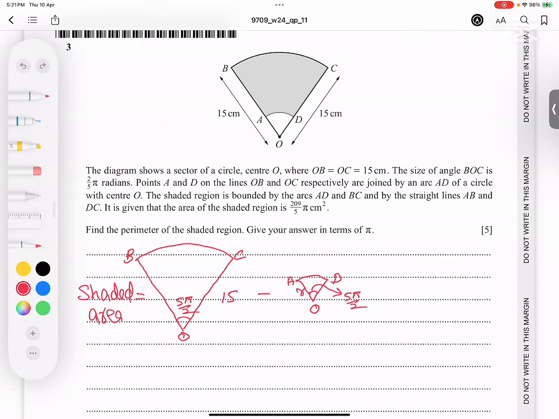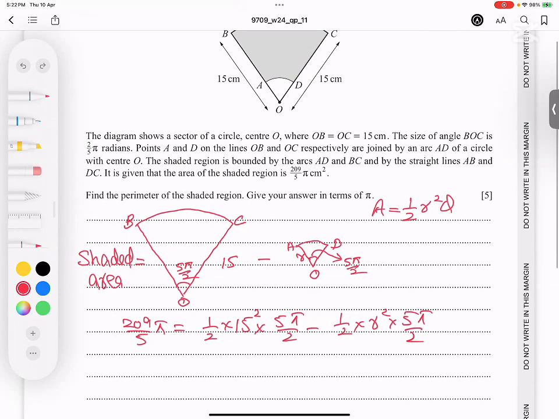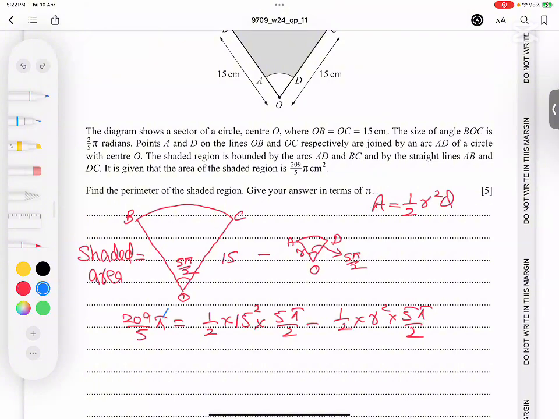209 over 5 pi. And what is the formula of a sector? Half R square theta is the area. Half R square theta, and half R square theta. Because the radius I don't know, using this data I can find the radius. So first of all, pi cancels out. Afterwards, you can see students, I think now I have to do some algebra and I can get it.